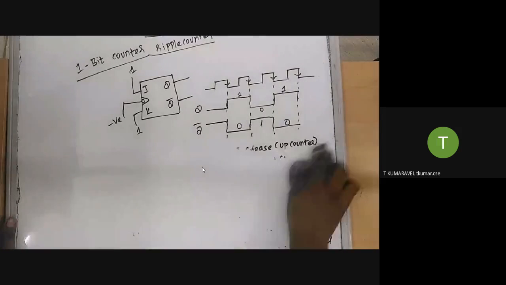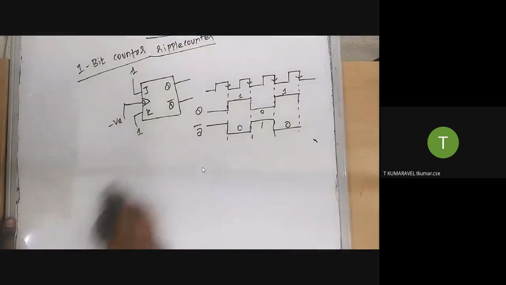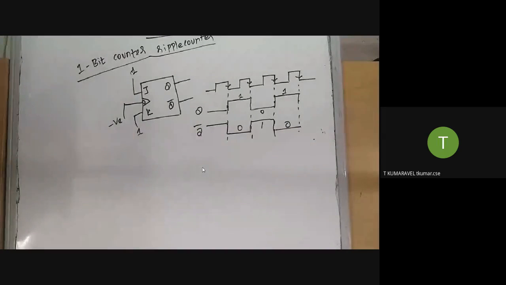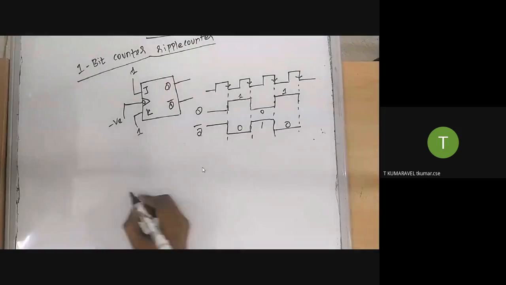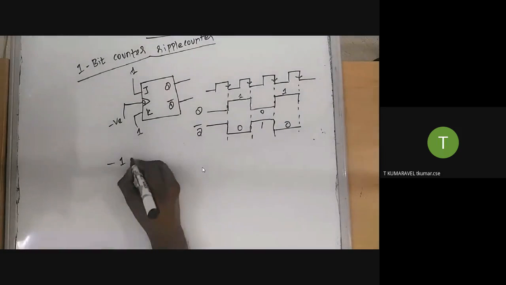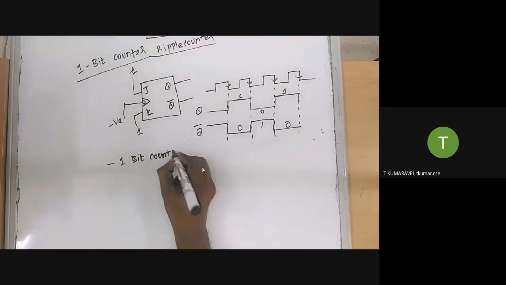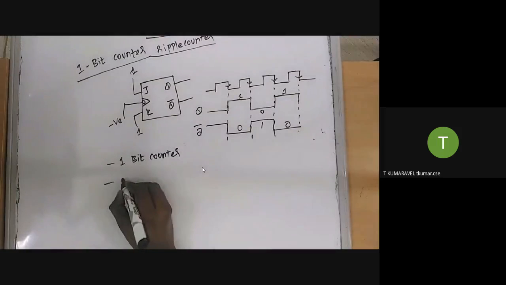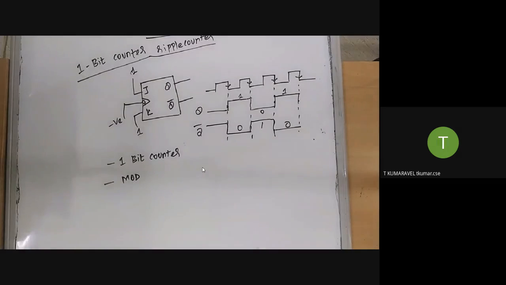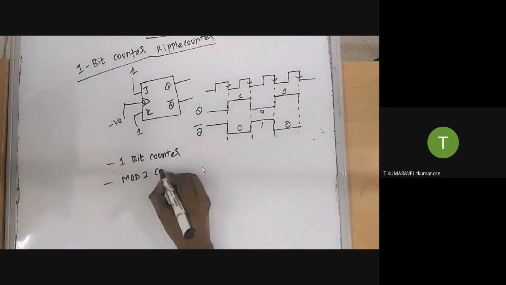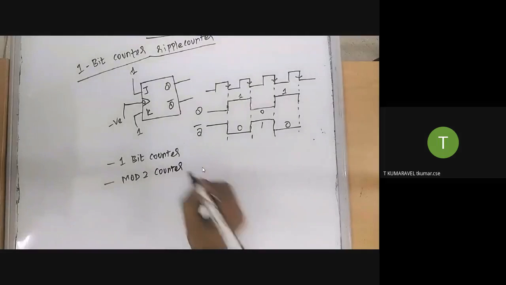Okay, this is called a 1-bit counter. The 1-bit counter is otherwise called a modulo 2 counter. I will tell you what is the meaning of modulo 2 counter.